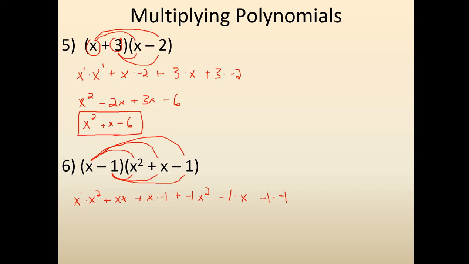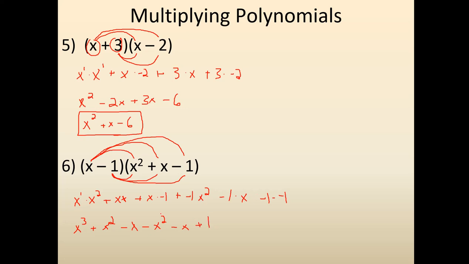So cleaning this up, 1 plus 2 is 3. 1 plus 1 is 2. I am constantly forgetting about the negative. So this becomes minus x. Negative 1 times x squared is minus x squared. I have another minus x. And negative 1 times negative 1 gets me plus 1.